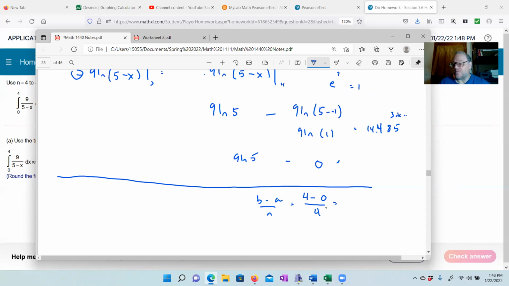4 minus 0 is 4. 4 divided by 4 is 1. So this is b minus a over n, which is 1. This is also delta x. This is also h.